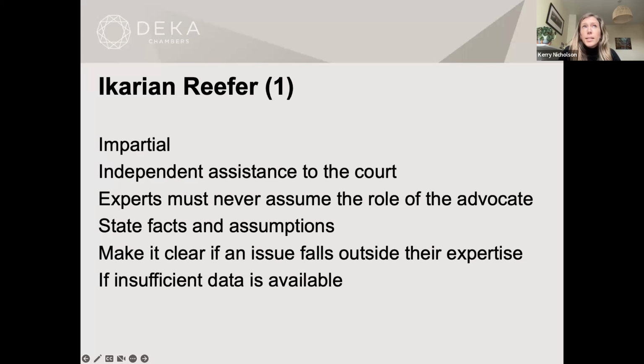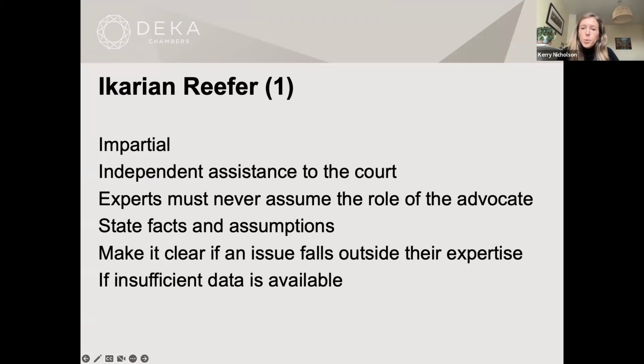So the case of the Icarian Reefer, and probably Icarian Reefer, I never quite know how to pronounce that. It's a pre-CPR case, but it set out some really helpful principles and guidance on what experts should be doing, and the courts post-CPR have confirmed that it's still good guidance. So in a nutshell, experts should be impartial. They should be providing assistance to the court, independent assistance to the court.